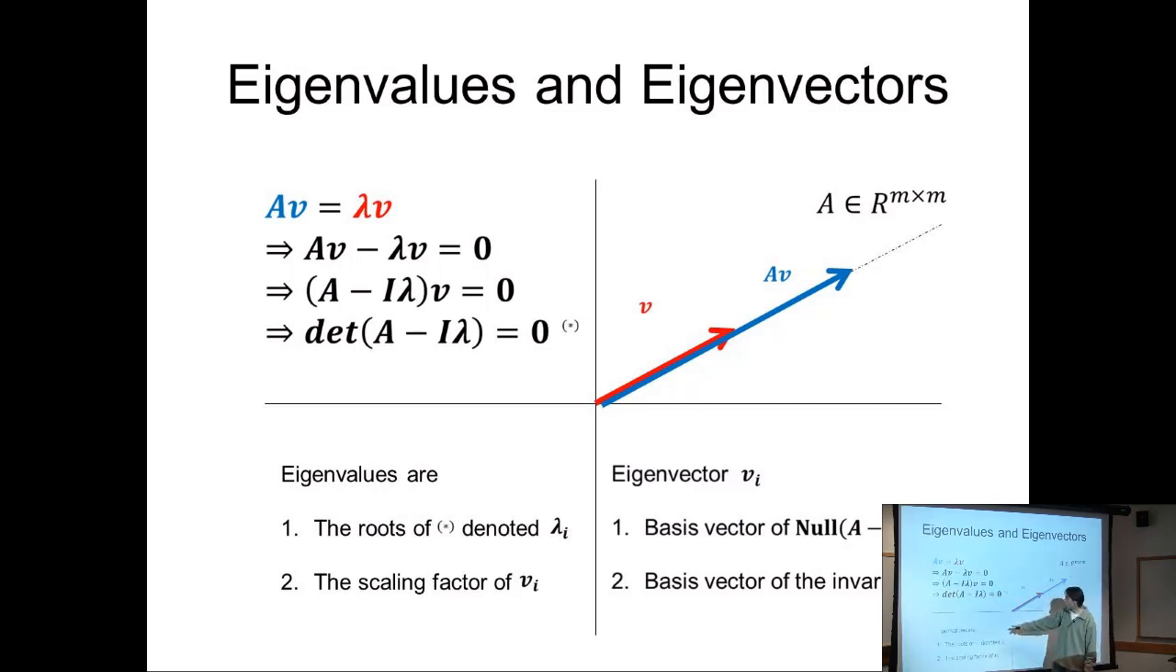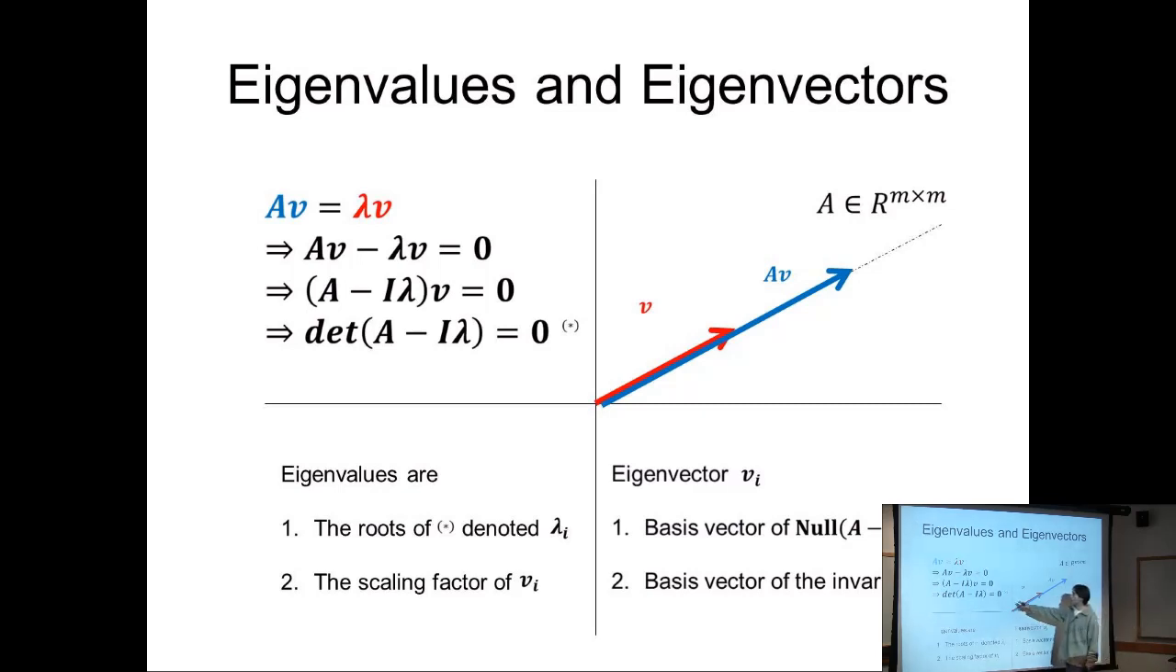So the eigenvalues are going to be the lambdas for which this expression is true. It's the roots of a polynomial that's formed by this expression, and again, you can think of it as the scaling factor for v. Now note that there are going to be multiple eigenvalues, multiple scaling factors, so for each eigenvalue, there will be an associated eigenvector. The eigenvector is the basis of this space where the scaling occurs.